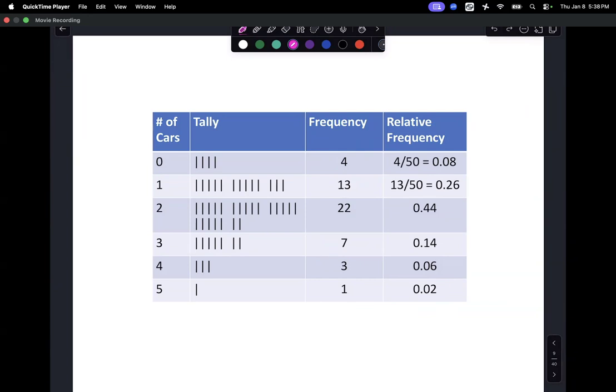Now, as I said before, if you're making a frequency table, you don't have to do tally marks. Sometimes it's helpful. Sometimes I'll do that when it makes it easier to count. I will put a column for tally marks. You don't have to put tally marks unless you want to.